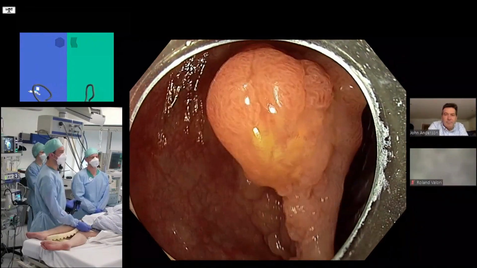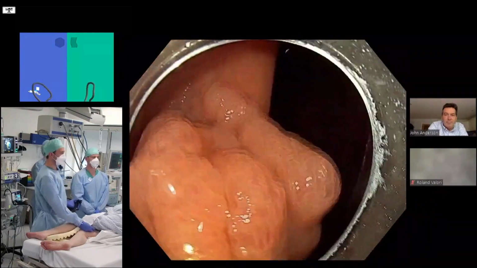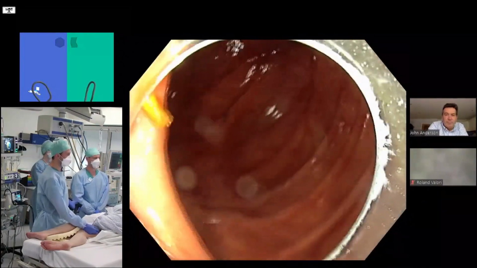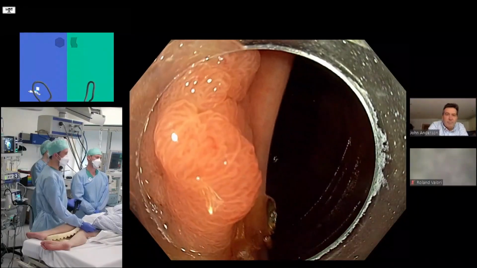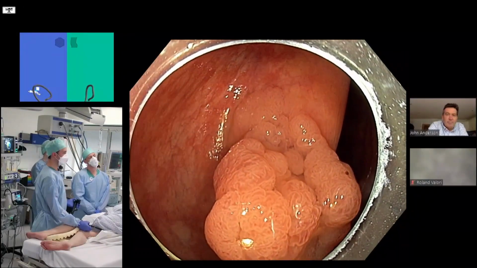Okay. Hot snare, because I think we know that the evidence base for cold in this situation is not established, even though I think it's possible. We should not be doing it outside studies. All right. And the last thing is piecemeal or en bloc?